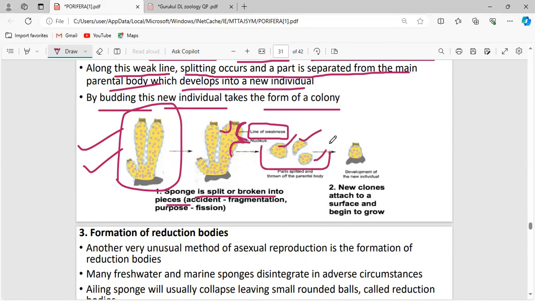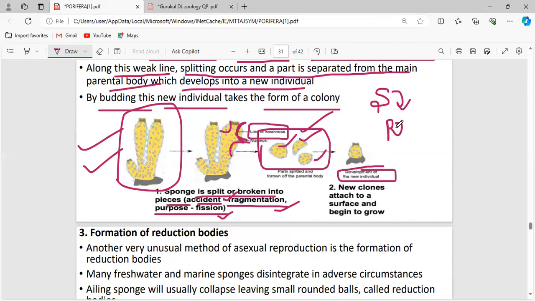These are all parts of the parental body, parts which have been thrown out from the parental body, accidentally or purposely. If it is purposeful, then it is said to be fission. If it is an accident, then it is said to be fragmentation. Anyhow, they are going to develop into a new individual. That is why I have told you these sponges have an extraordinary regenerative capacity.